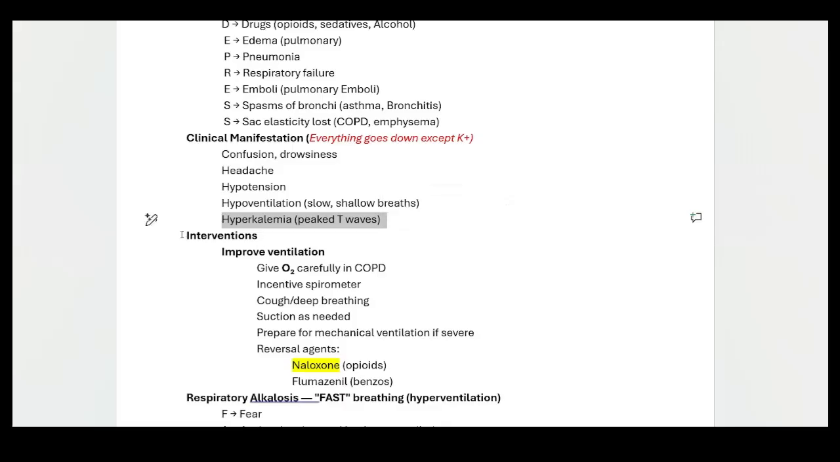Now let's come to the interventions. As a nurse, anytime you identify a problem, you also have to know what you can do to help this patient. In the case of our interventions, we want to improve ventilation. How do we do that? We can give oxygen to our patients that are in respiratory distress.